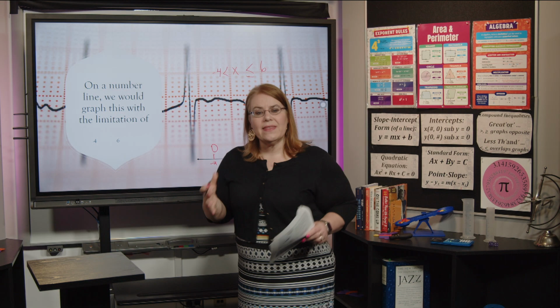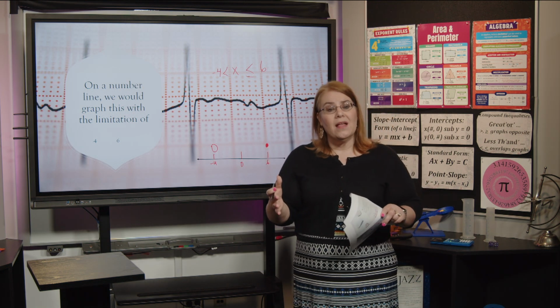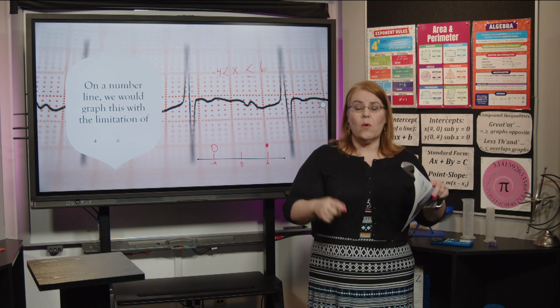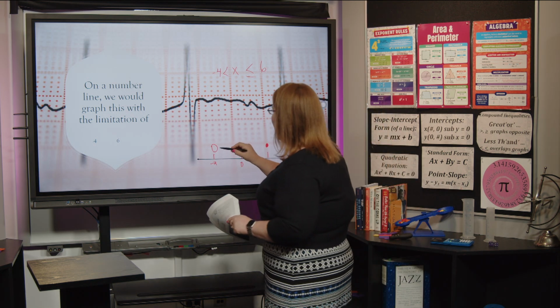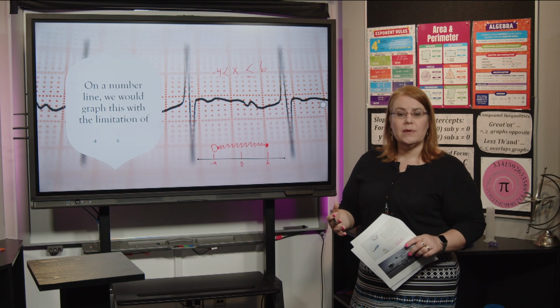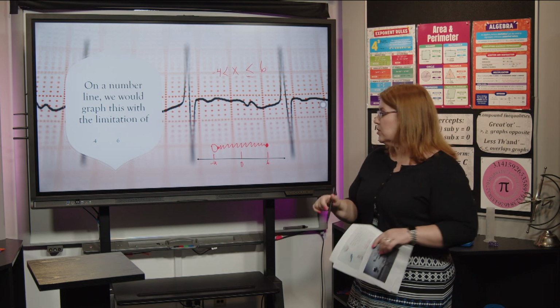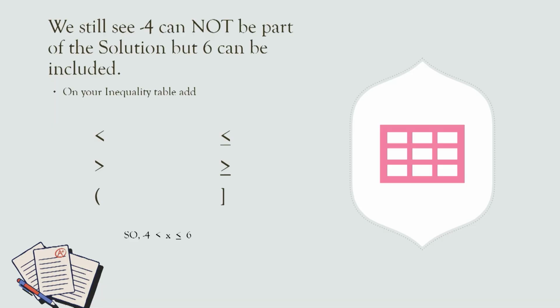Now, where did we say that all of our possible solutions could be? Between them, right? It's between -4 and 6. So what I'm going to do is graph between these two numbers, showing that all my possible solutions can be between those two numbers. All right, so let's look at some more. We still see the -4 cannot be part of the solution, but 6 can be included.